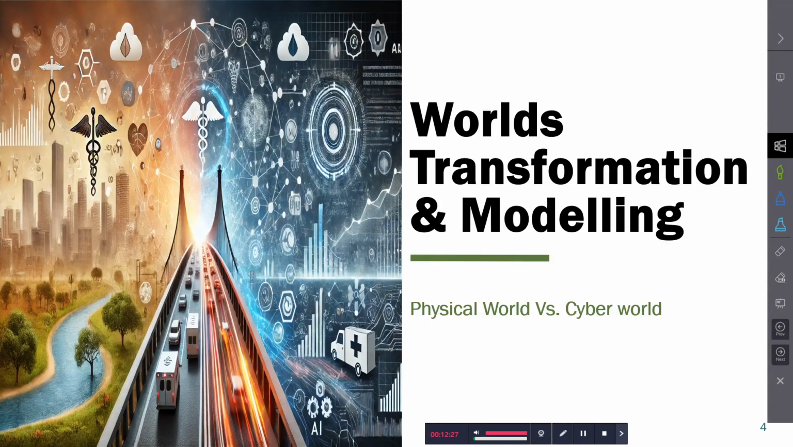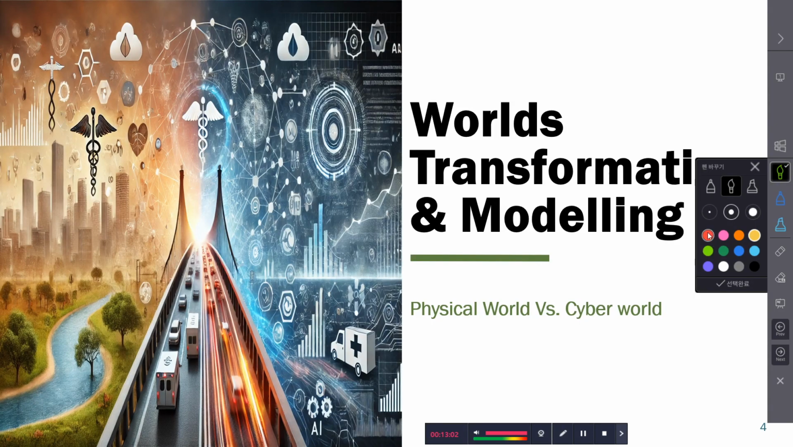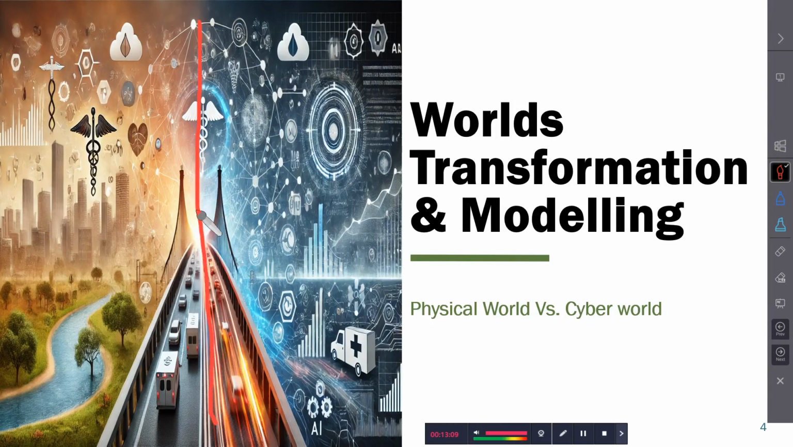Let's see this page. Although it is fancy and simple, this figure is the core of today's discussion, revolving around the transformation of the real world, specifically how we are modeling. If I show you with the red color, this borderline here is something: this part looks like the physical world, and this part is the cyber world.